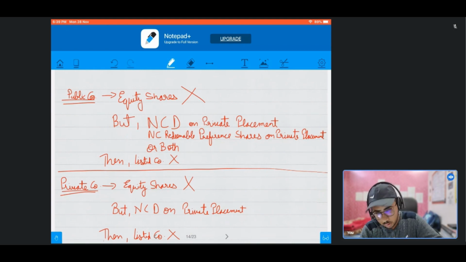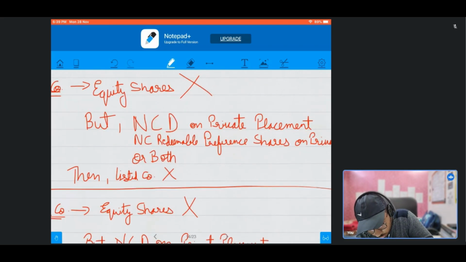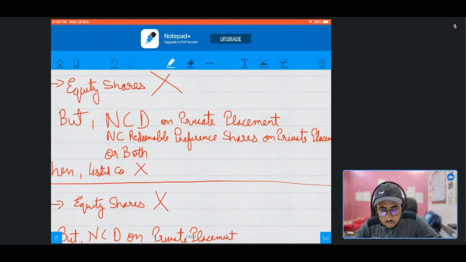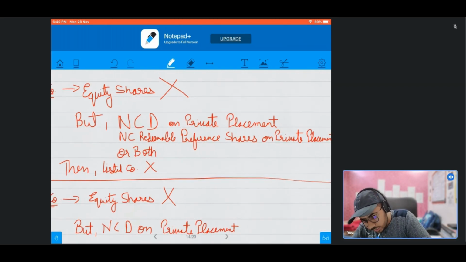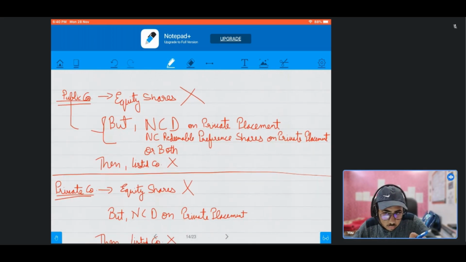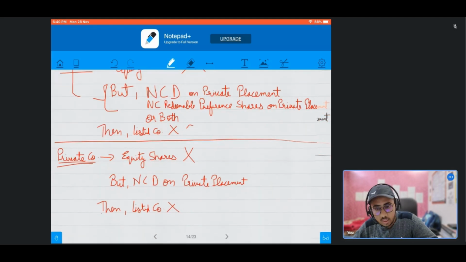I will explain the same once again from the summary which I have made. So if a public company has not listed its equity shares on any recognized stock exchange, but it has listed any non-convertible debt securities which were issued on a private placement basis, or non-convertible redeemable preference shares which are also issued on a private placement basis, if such public company has listed these securities on the recognized stock exchange but has not listed its equity shares, then in this case this public company will not be a listed company.